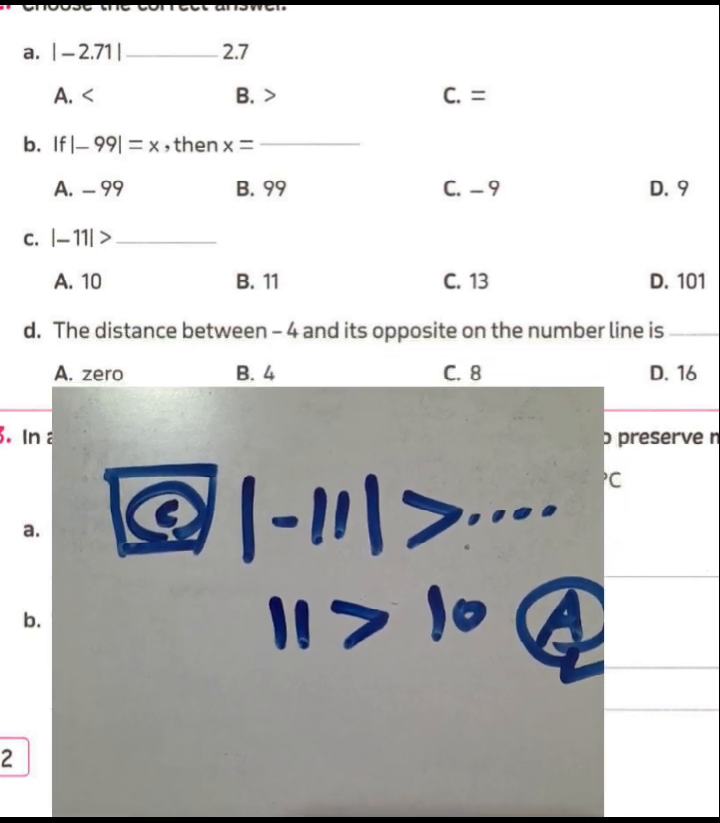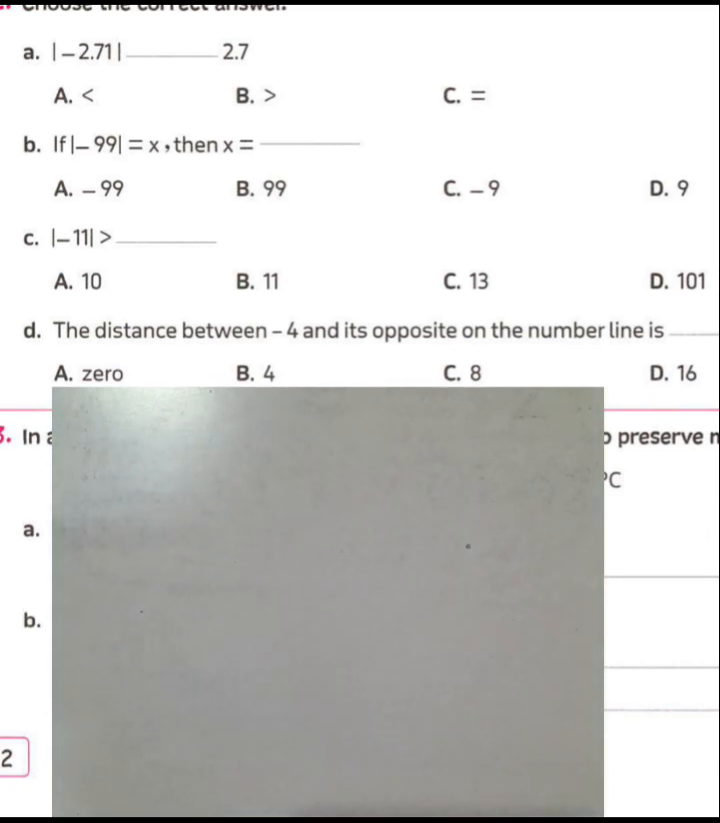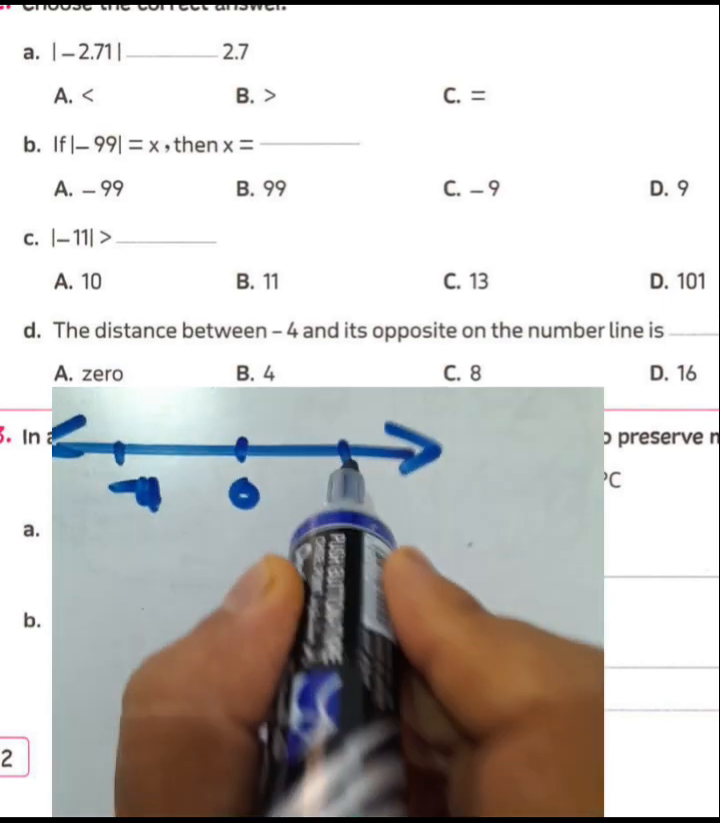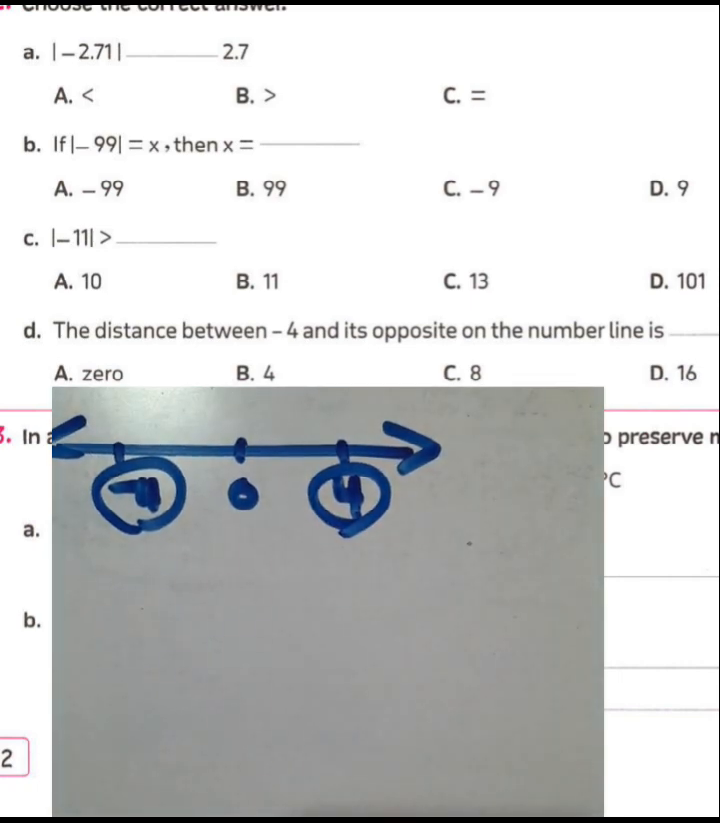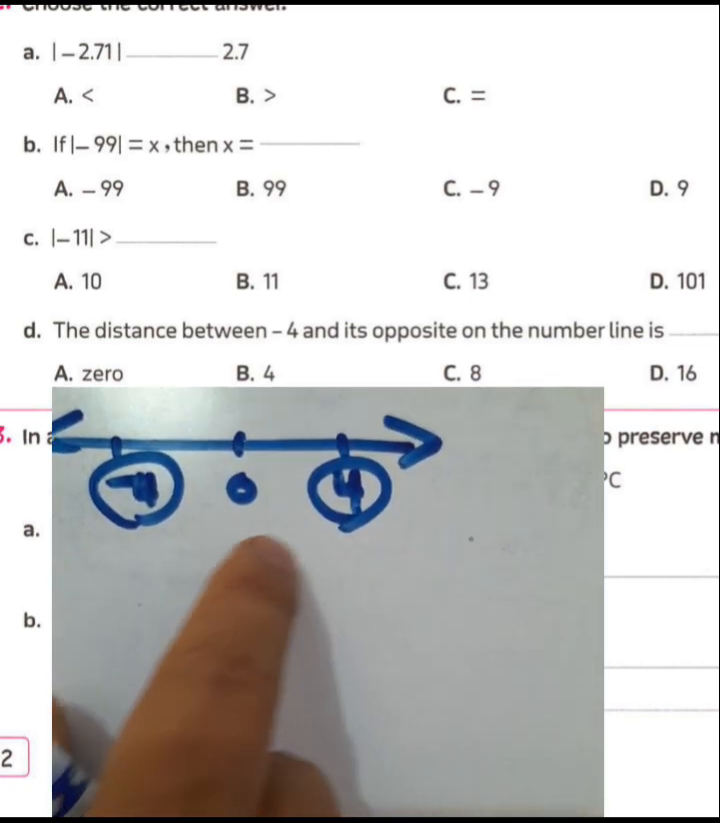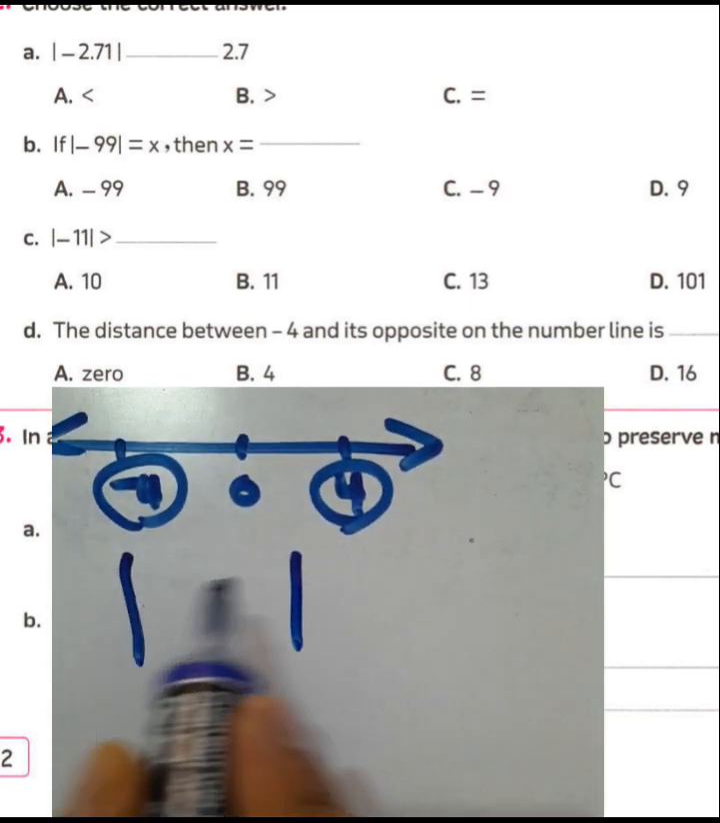The distance between negative 4 and its opposite on the number line is. You want to find the distance between negative 4 and its opposite on the number line. Okay, we have a number line here: negative 4, and here 0 and 4. The opposite of negative 4 will be 4. So the distance between negative 4 and its opposite on the number line will be 4 plus 4 equals 8.